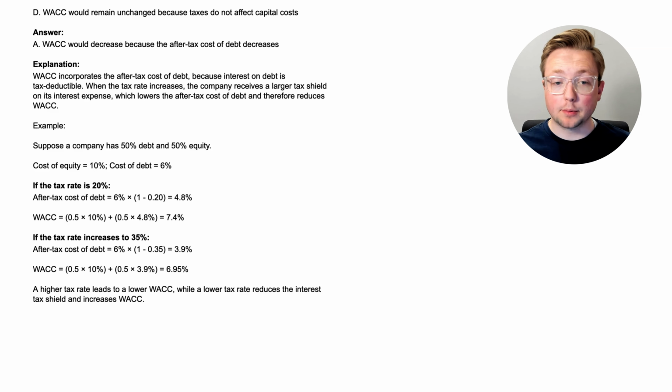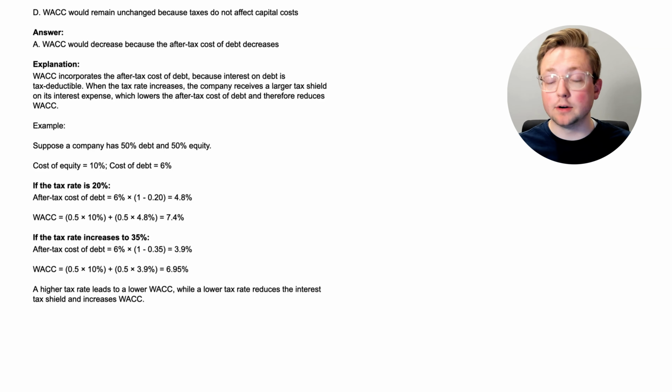Weighted average cost of capital incorporates the after-tax cost of debt because interest on debt is tax deductible. When the tax rate increases, the company receives a larger tax shield on its interest expense, which lowers the after-tax cost of debt and therefore reduces weighted average cost of capital, if you're not considering any other pieces of weighted average cost of capital. So let's go through an example to kind of show you what I mean.